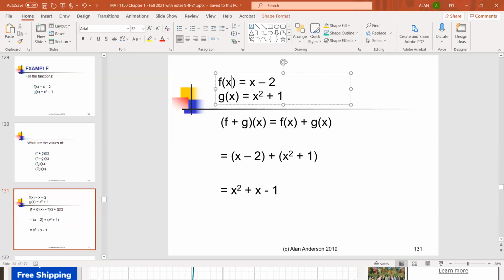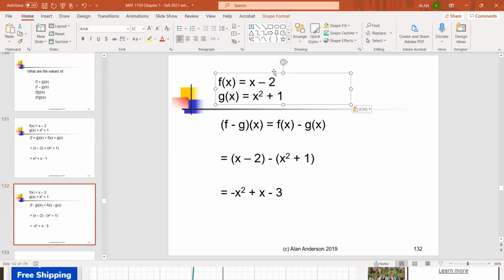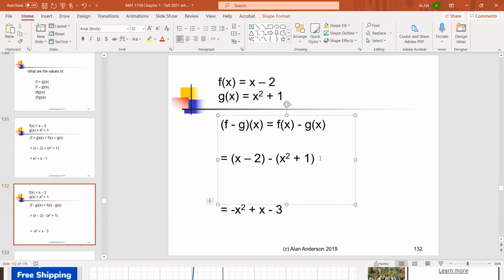All right, so now what about the next one? So I'm going to copy this into the next slide. This is subtraction. Now, like I said, you have to watch it. In fact, I probably should have done this in 2 steps. This equals x minus 2 minus x squared, oh, I forgot, minus 1.